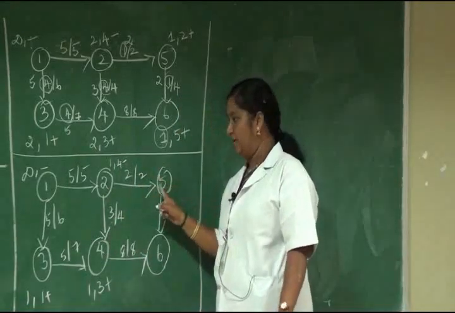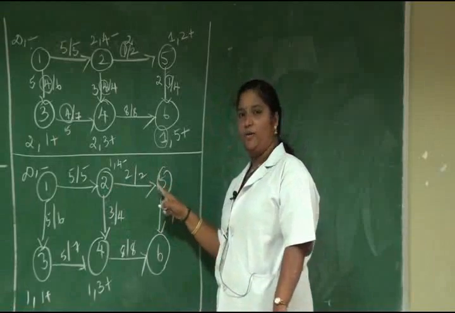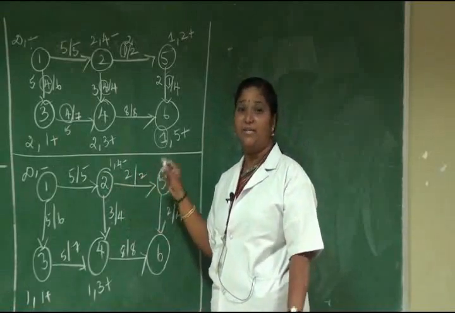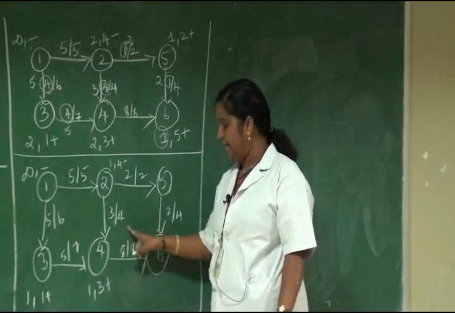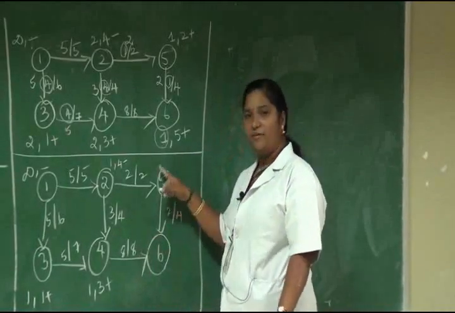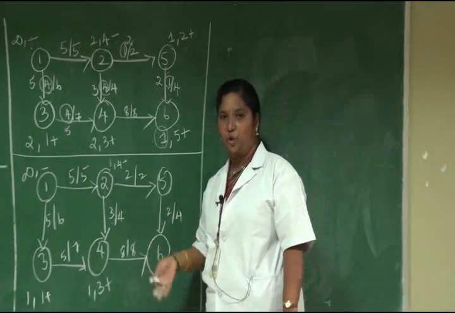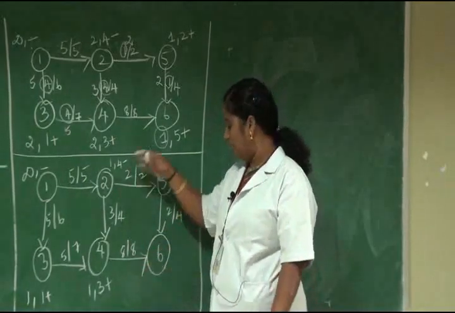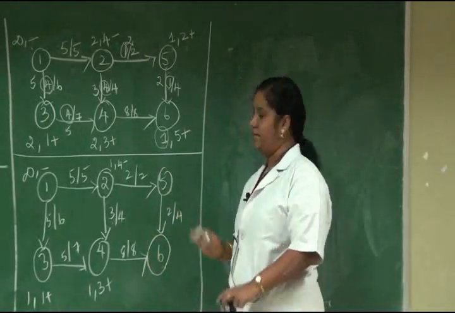And then next come to vertex 5. From 2 you cannot reach 5 because the remaining capacity is equal to 0. Similarly 6 cannot be labeled because here the remaining capacity is 0, and since 5 is not labeled you cannot label 6 also. So here our iteration stops because we cannot label all these vertices. So we have to stop this here itself.